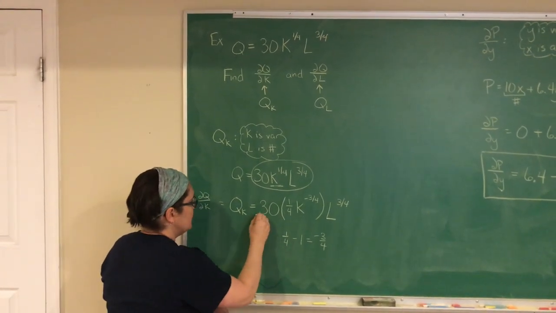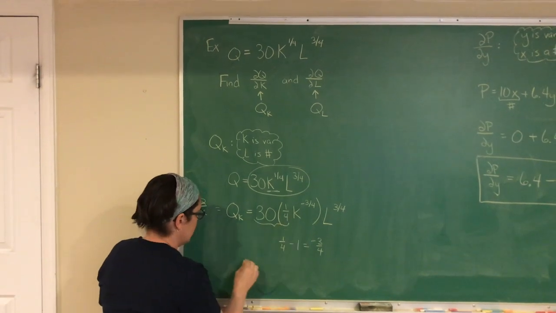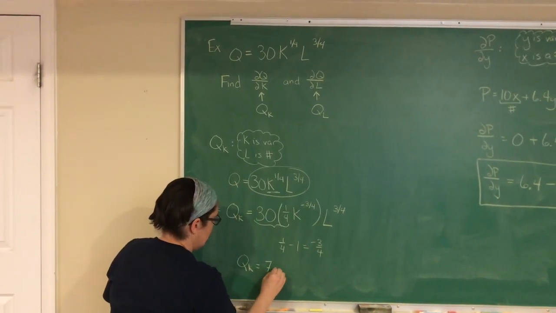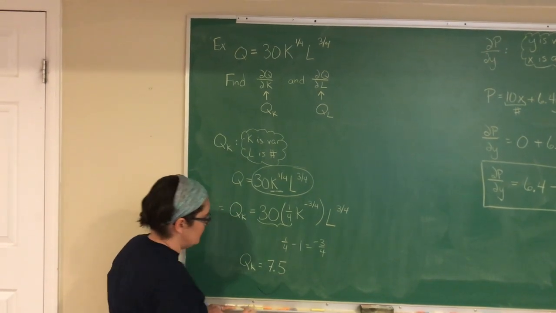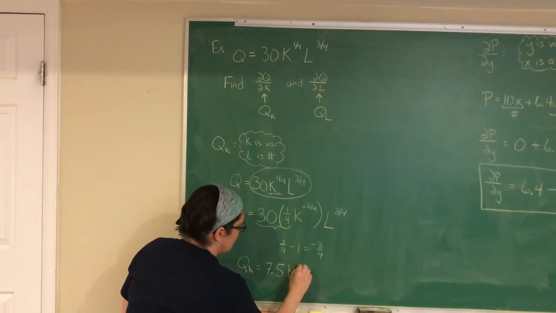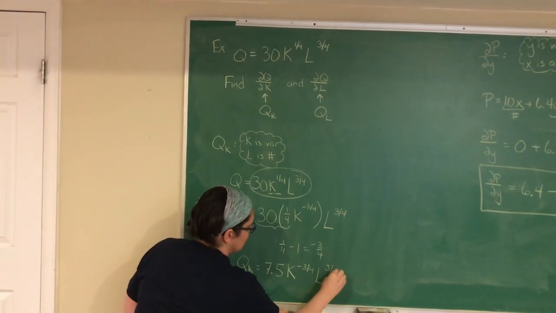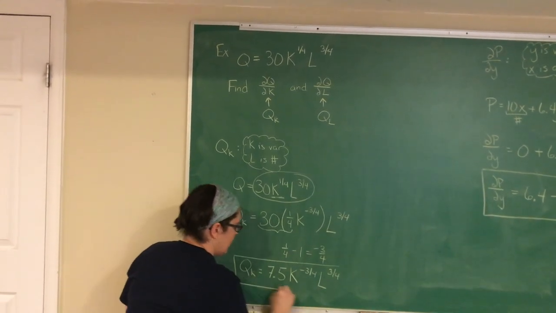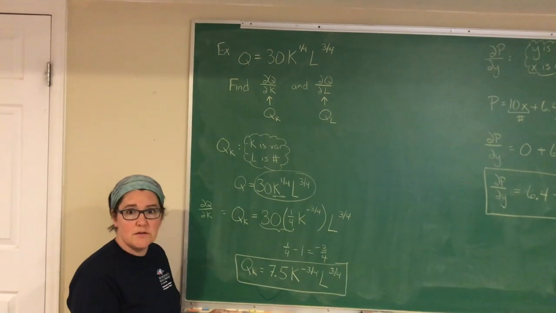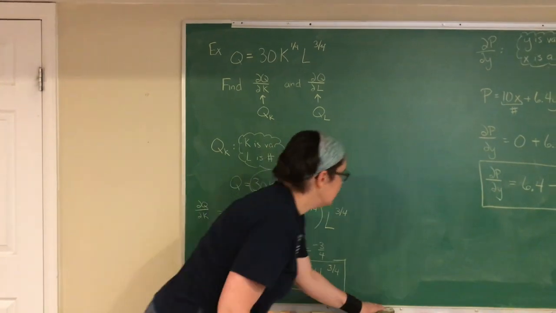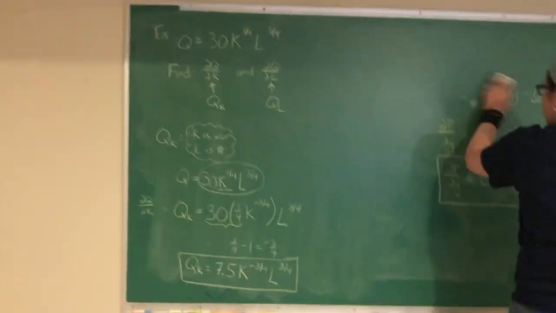I'm going to go ahead and clean up the 30 times 1/4. I type that into my calculator, and what I get is 7.5. So I have 7.5 K to the negative 3/4 L to the positive 3/4. And so this is my partial derivative with respect to K. Okay. The other partial derivative is with respect to L.